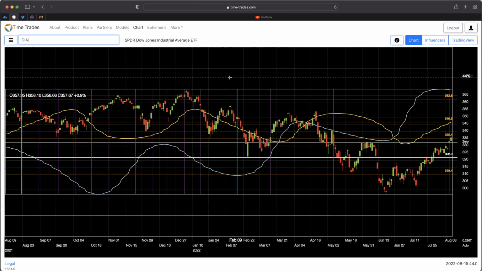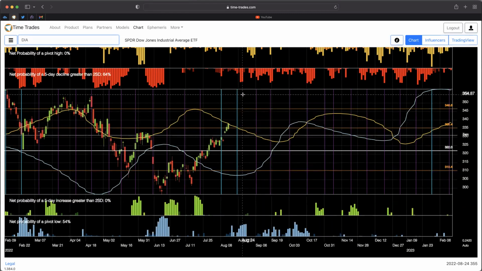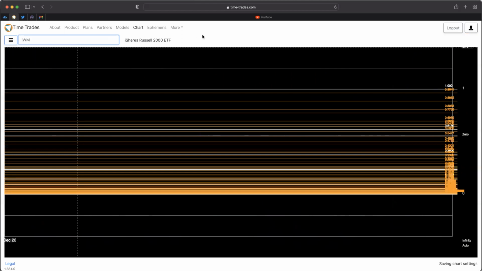Okay, and then we've got the Dow. Dow's similar to the spiders. We're still levitating up here. We've got this pivot low, which I believe is going to invert. And then afterwards, we've got a cluster of red that pushes down into mid to late September. Let's look at IWM.